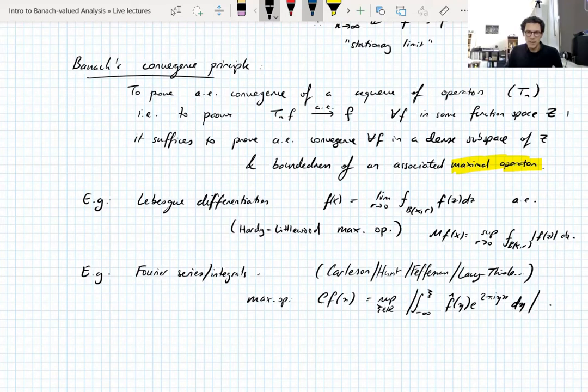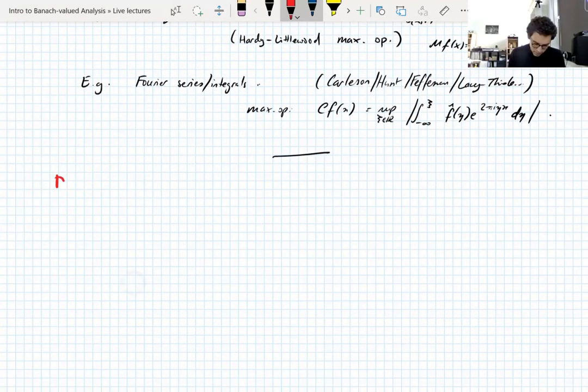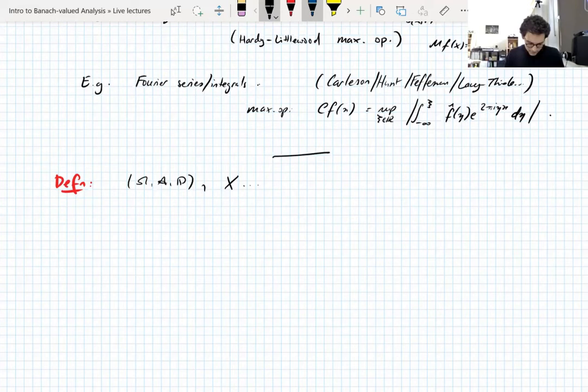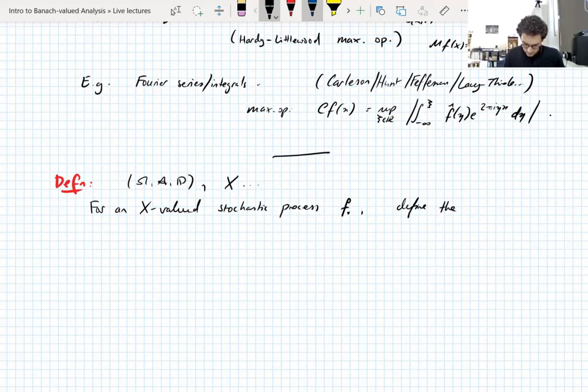But we're going to do something simpler than Carleson's theorem, thankfully. We're going to do convergence of martingales. That's the end of the example. The maximal operator we're going to use for martingales is the Doob maximal operator. Take your probability space, take your Banach space X, blah, blah, blah. For an X-valued stochastic process, f bullet, we define the Doob maximal function.